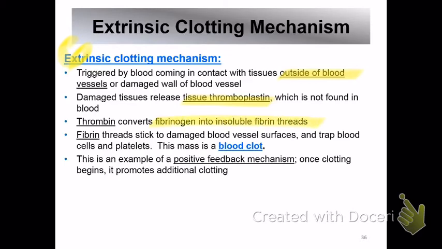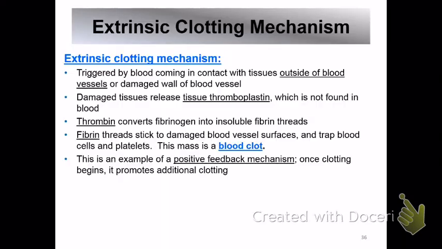Thrombin is going to be, we already highlighted this, fibrinogen to fibrin. Okay, and that's what this mass is called, a blood clot. So that fibrin, that on that last slide, what you saw, that yellow, that's a blood clot. Okay, and then extrinsic and intrinsic, they're both positive feedback.